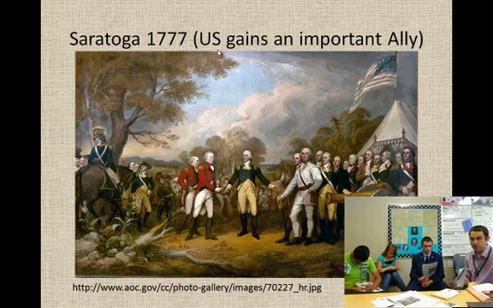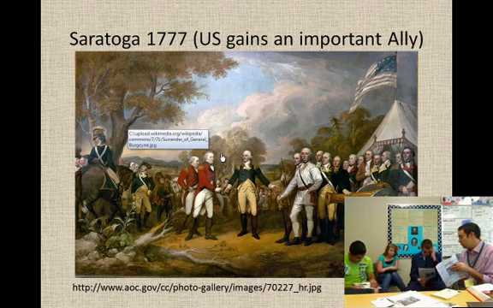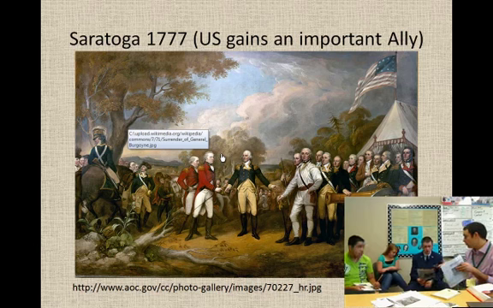1777, the United States wins in Saratoga. This is another major win. And when the United States wins, France, see where it says the French? France joins in. The reason why France waited so long is because they weren't sure if they were going to win or not. But once the colonists win at Saratoga, they say, we will fight.